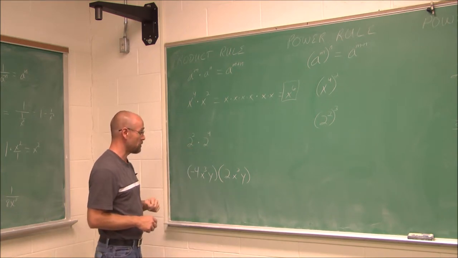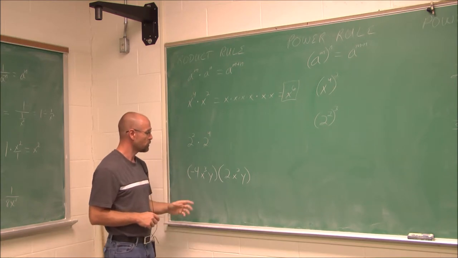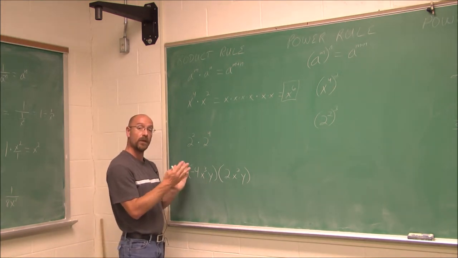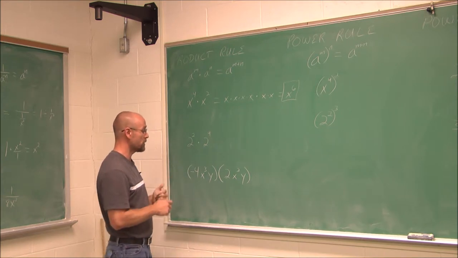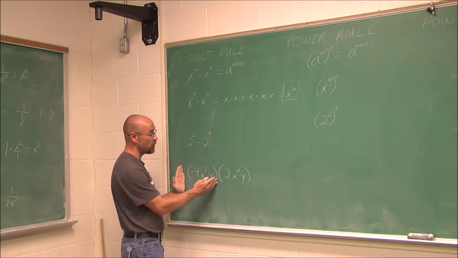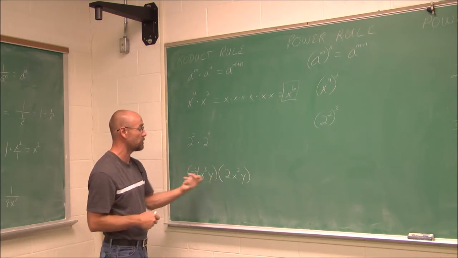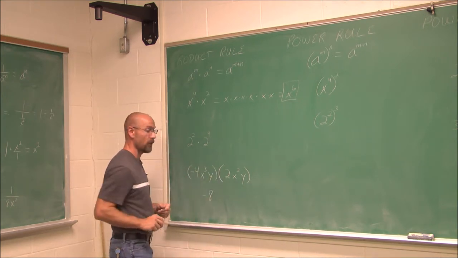I'm going to do this example for you because it's a little more complex. Now, since we have several variables and numbers, we can treat them separately. The first thing I'm going to do is the numbers. It says this quantity times that quantity. Well, let's deal with the numbers first. Negative 4 times 2. Well, I know that's negative 8.